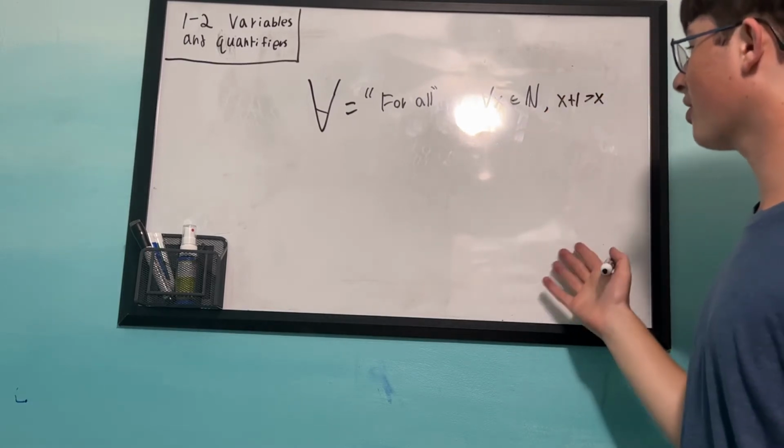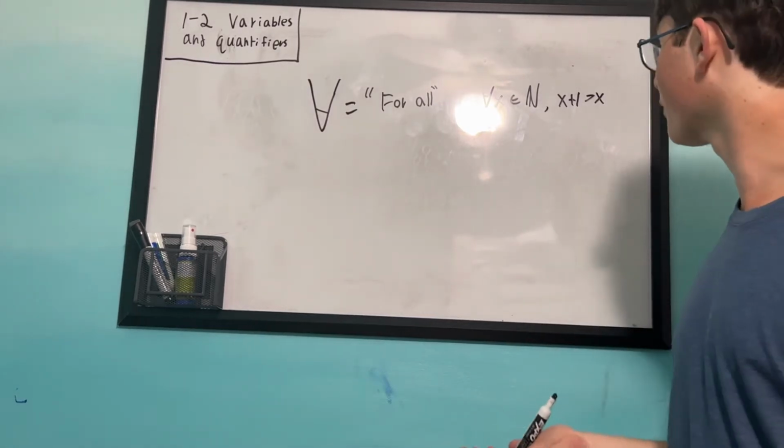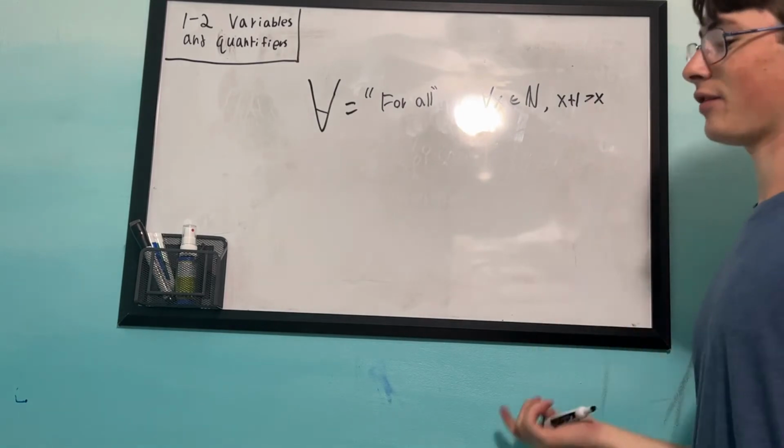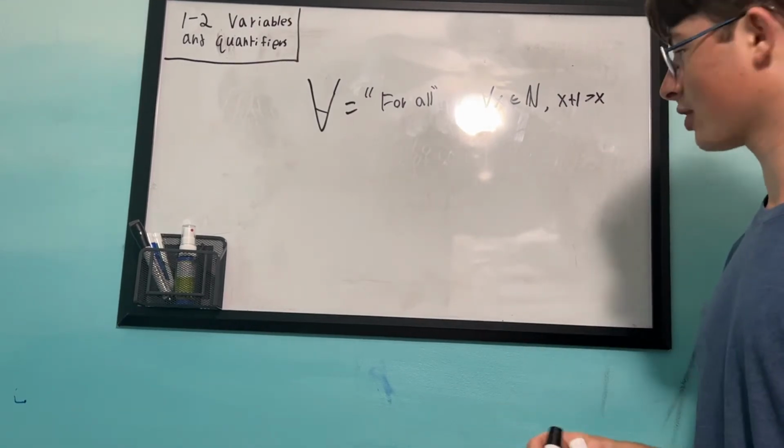So this is pretty obvious. Natural numbers 1, 2, 3, 4, 5. Obviously 5 plus 1 is 6, which is greater than 5. You can say that for any natural number.